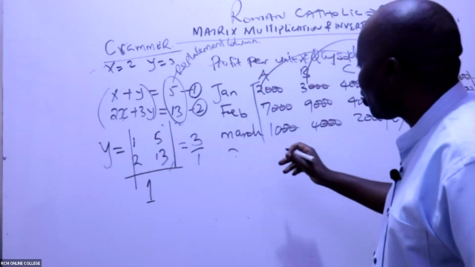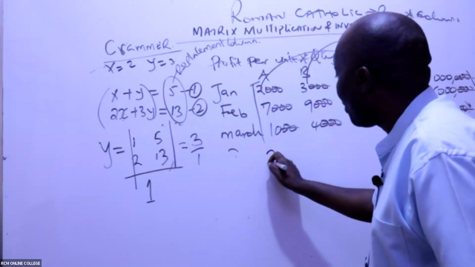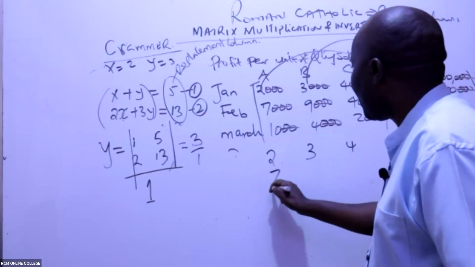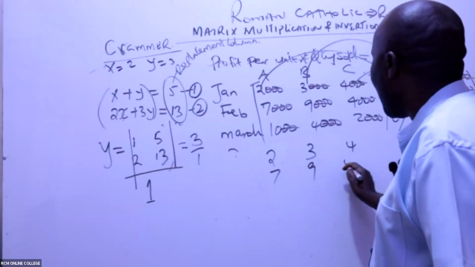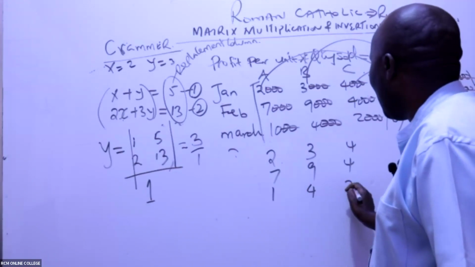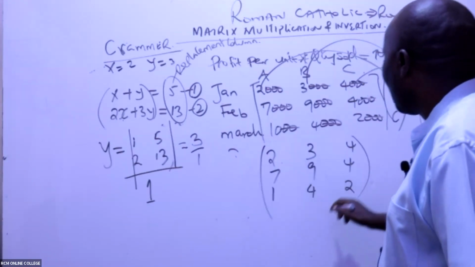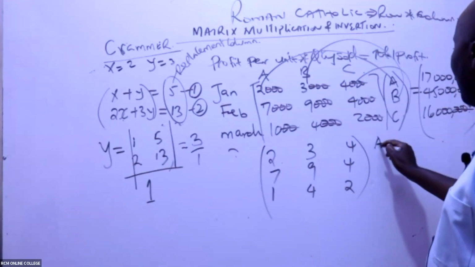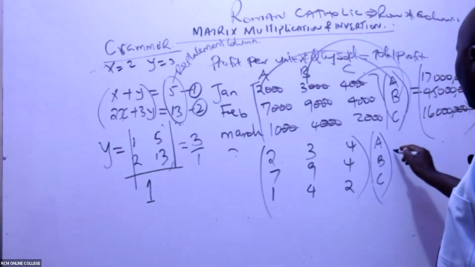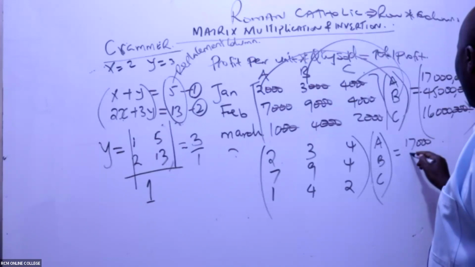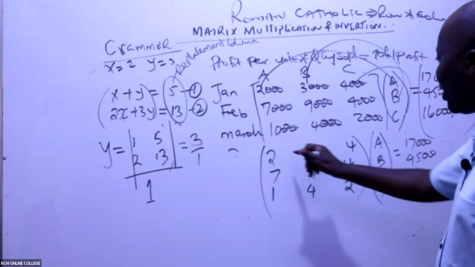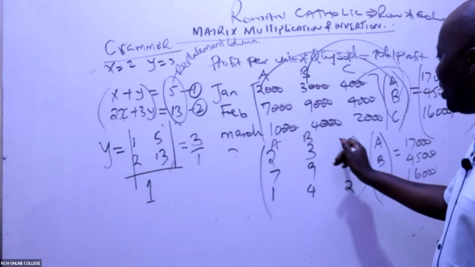So we have here 2, 3, 4, 7, 9, 4, 1, 4, 2, and then, ladies and gentlemen, we have here A, B, C, and then we have 17,000, 45,000, 16,000. Don't forget that on top we have A, B, C.